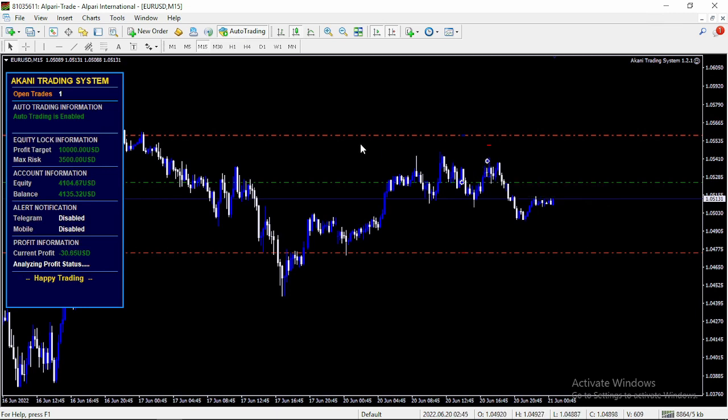Basically, the Akani trading system has three strategies. For those of you who are new or watching this trading system trade for the first time, it has the Akani strategy, the Eve strategy, and the sniper strategy, which was newly integrated into this version 1.2.1. The Akani strategy tends to trade the tops and bottoms, and the Eve strategy tends to trade the direction of the momentum of the market.